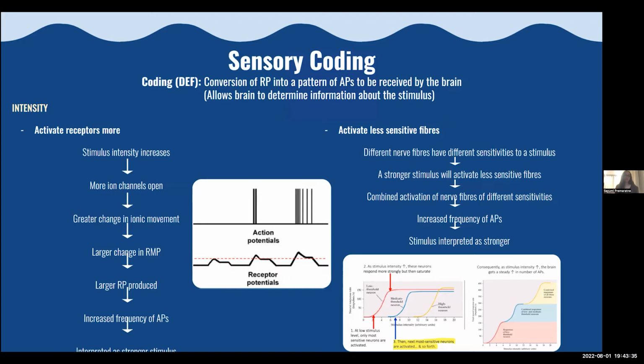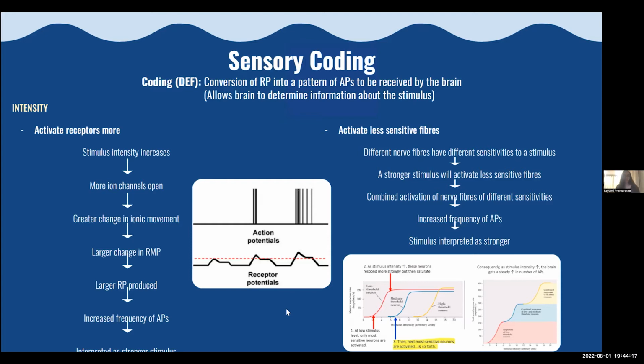So one is if we activate the receptors more. If a stimulus is stronger, more ion channels are going to open. That's going to cause a greater change in the ionic movement, a larger change from the resting membrane potential, then a larger receptor potential, and an increased frequency of action potentials. And so your brain interprets the increased frequency of action potentials as a stronger stimulus. How we go from a larger receptor potential to an increased frequency of action potentials is shown well in the picture in the middle of the screen.